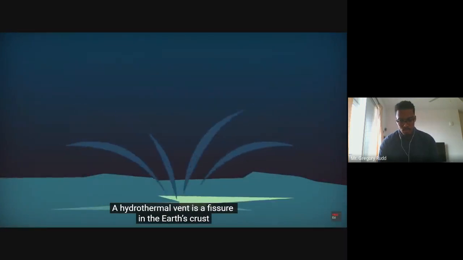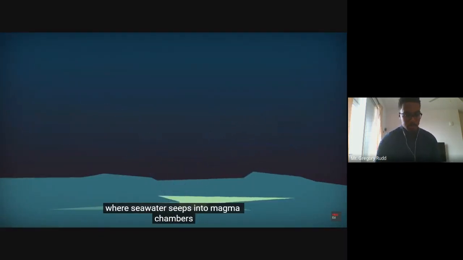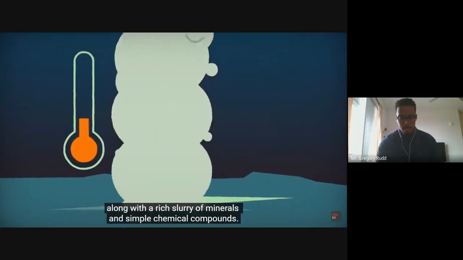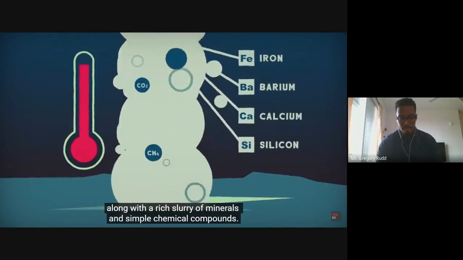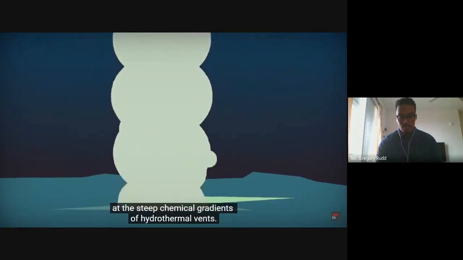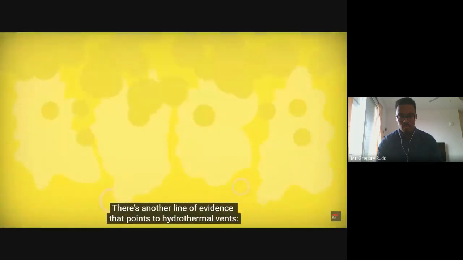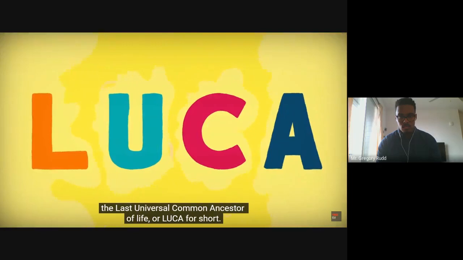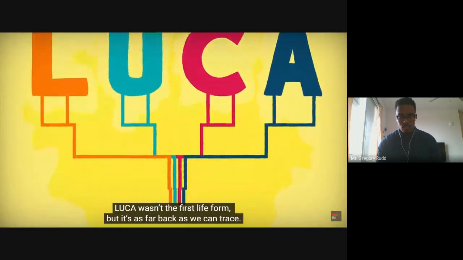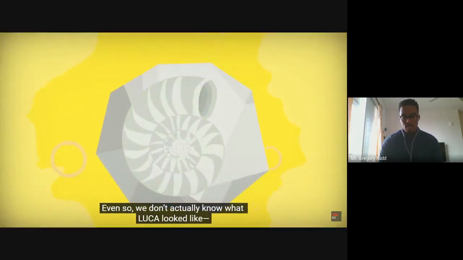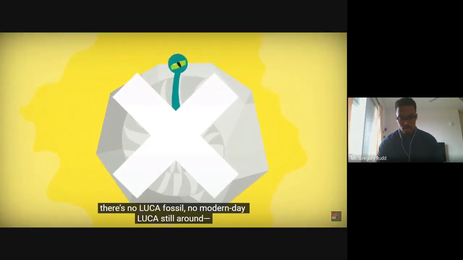A hydrothermal vent is a fissure in the Earth's crust, where seawater seeps into magma chambers and is ejected back out at high temperatures, along with a rich slurry of minerals and simple chemical compounds. Energy is particularly concentrated at the steep chemical gradients of hydrothermal vents. There's another line of evidence that points to hydrothermal vents: the last universal common ancestor of life, or LUCA for short. LUCA wasn't the first life form, but it's as far back as we can trace. Even so, we don't actually know what LUCA looked like. There's no LUCA fossil, no modern-day LUCA still around.